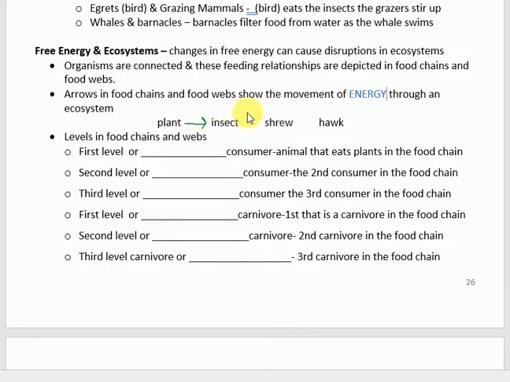Here we have a shrew and an insect. The shrew is going to eat the insect. Who's going to get the energy? The shrew. Okay? Same thing here. So it's always going up, per se.